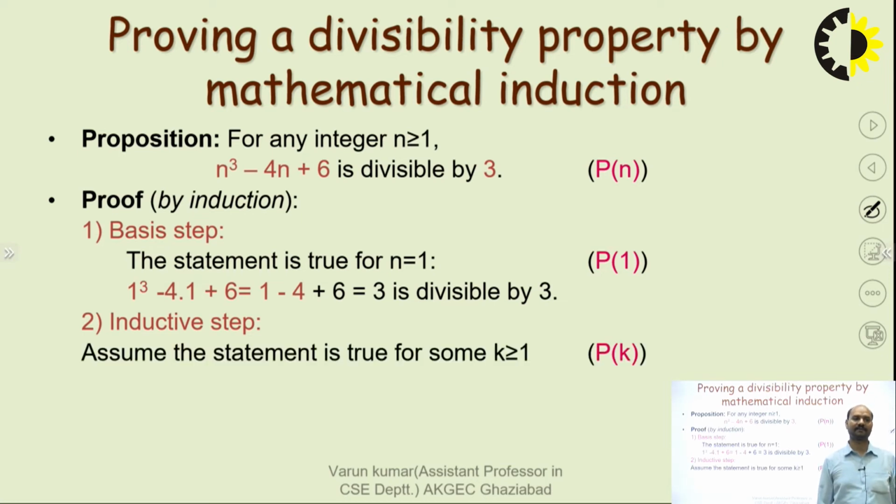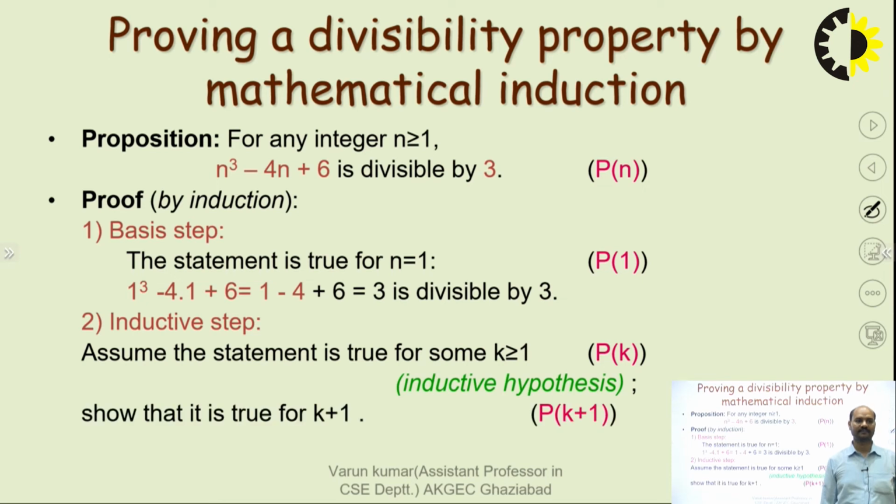For the inductive step, we assume that our statement is true for some value of k which is greater than or equal to 1. Then by the inductive hypothesis, we must show that it is true for k plus 1. If it is true for k plus 1, it means it is also true for Pk and for Pk plus 1. So we can say that if P1 is true, then P2 is true. If P2 is true, then P3 is true. If P3 is true, then P4 is true. By the inductive hypothesis, we can say that it is true for all values of n.